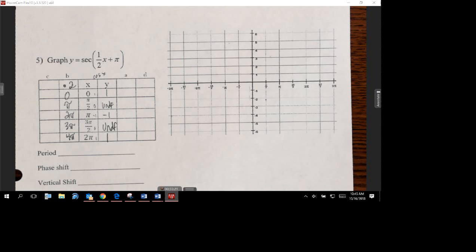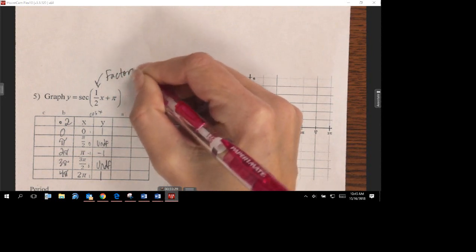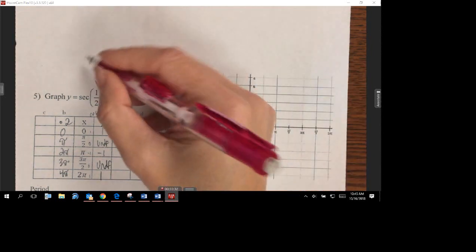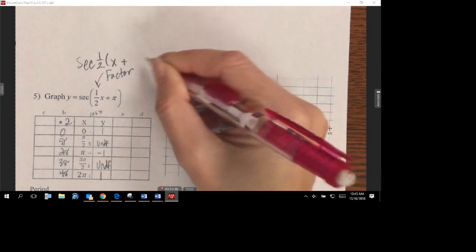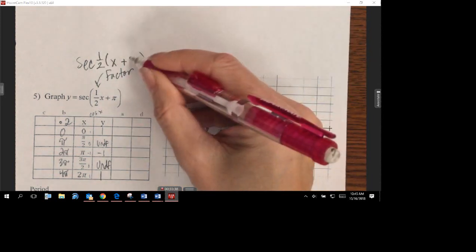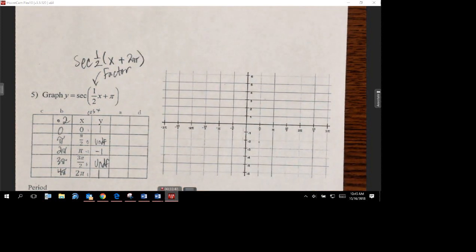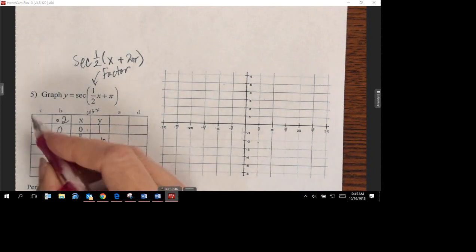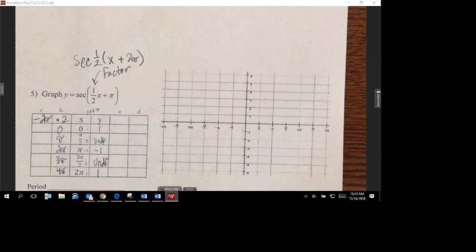So subtract pi is not the correct answer. We have to factor, thank you, those of you that noticed it and remembered that rule, we have to factor out the 1/2. So we actually have secant 1/2 parenthesis x plus 2 pi. So now horizontally, what are we going to do with the 2 pi? Subtract 2 pi.